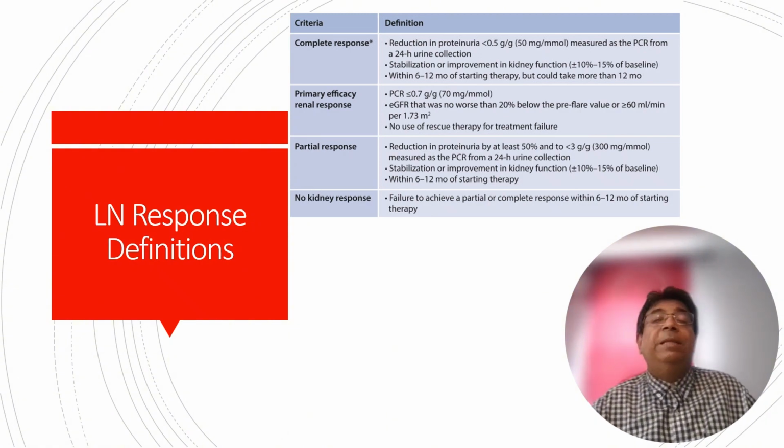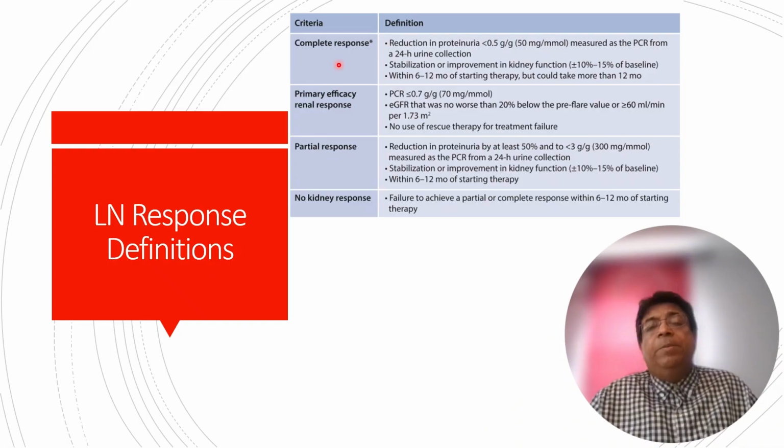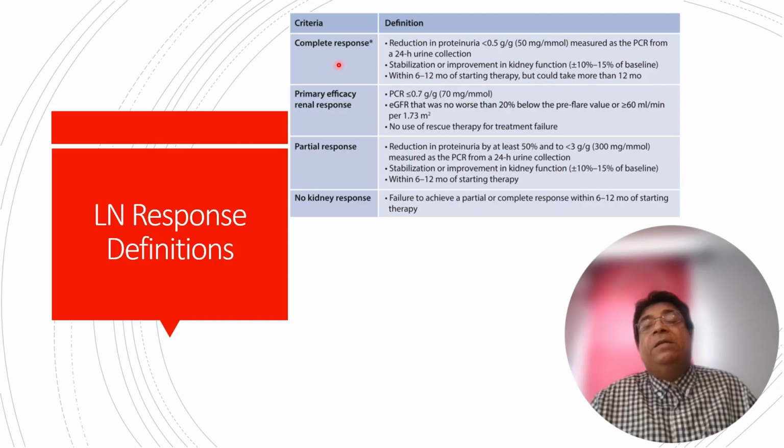So what is complete remission? Complete remission is reduction in proteinuria less than 0.5 gram per gram or 500 milligram per gram. But these days, we would consider complete remission, or at least we would shoot for a goal of less than 250 milligrams. But less than 500 milligrams is consistent with complete remission. Of course, you want to have stabilization or improvement in kidney function. And this generally should occur within 6 to 12 months of starting therapy, but could take a little bit longer.